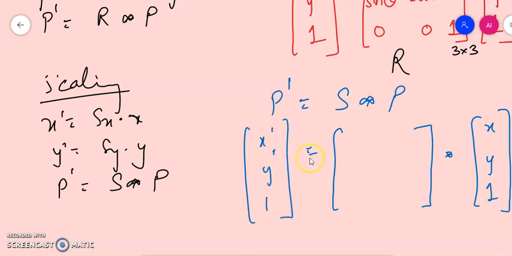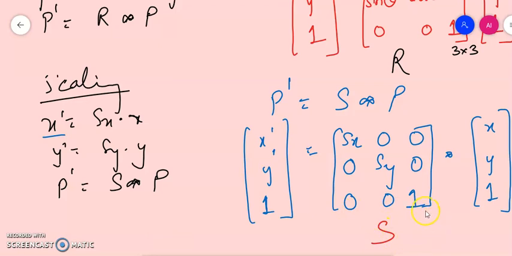Okay, so we just have a look. x dash has to be equal to x multiplied by sx. So in the first row I should get the answer as x multiplied by sx. So x, the first element, has to be multiplied by sx. Rest everything will be 0, 0. In the second row I need to multiply y with sy, so 0, sy, 0. And in the last row I want the answer to be 1, so it's 0, 0, 1, right? So this becomes my scaling matrix. And it is again 3 cross 3, and the operation that we have chosen is multiplication.